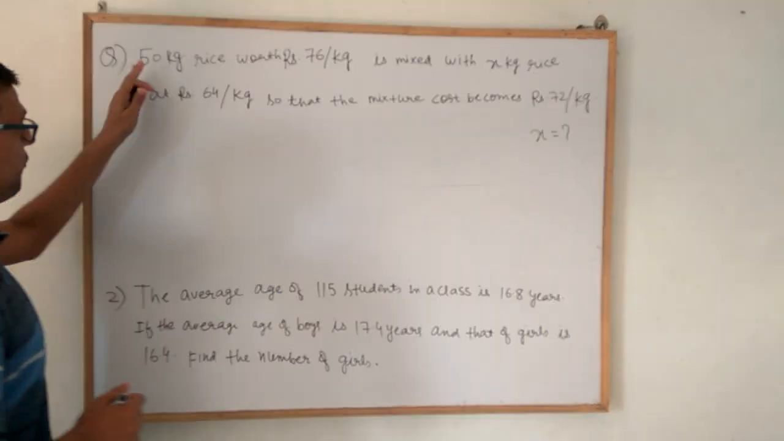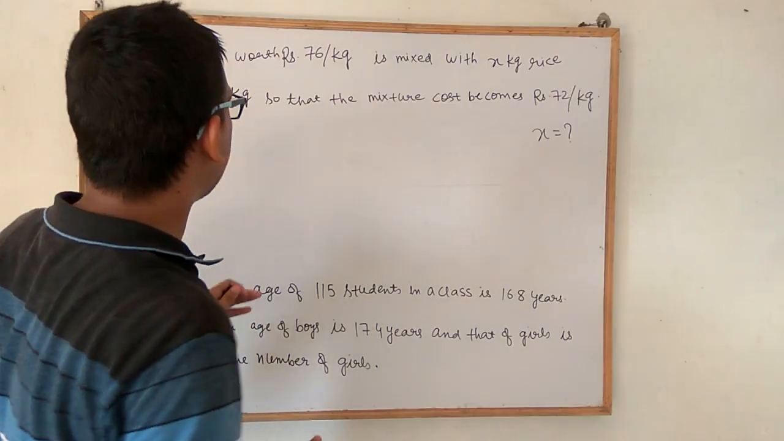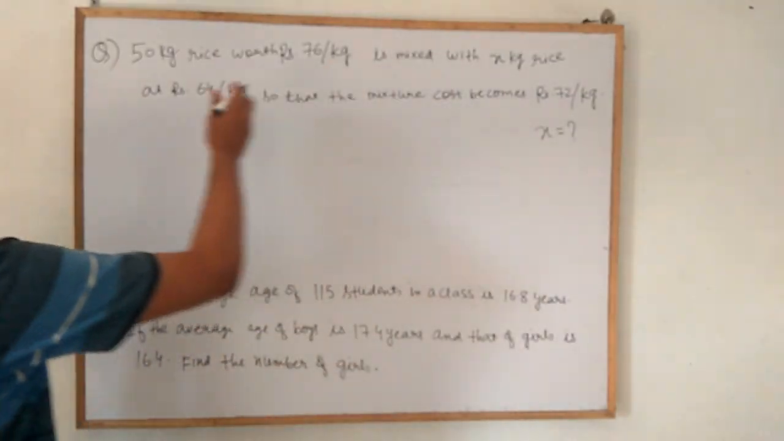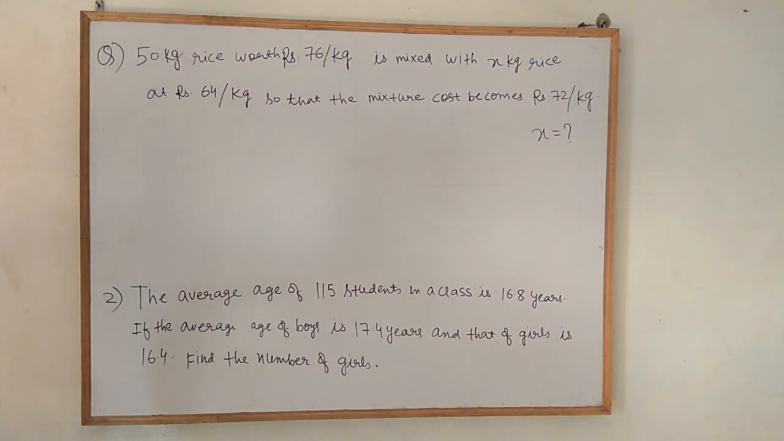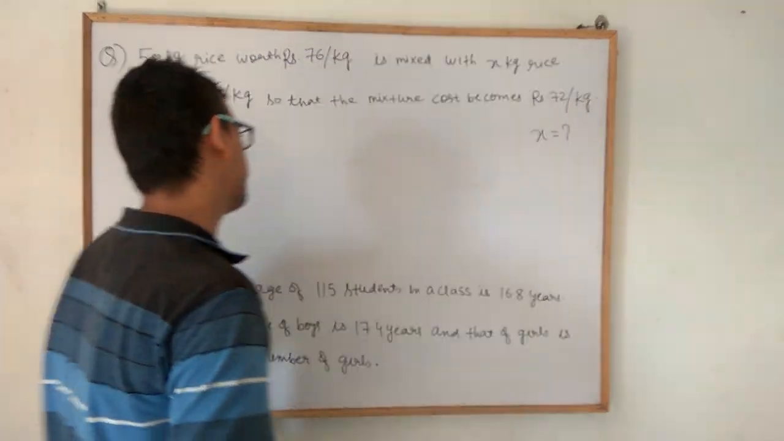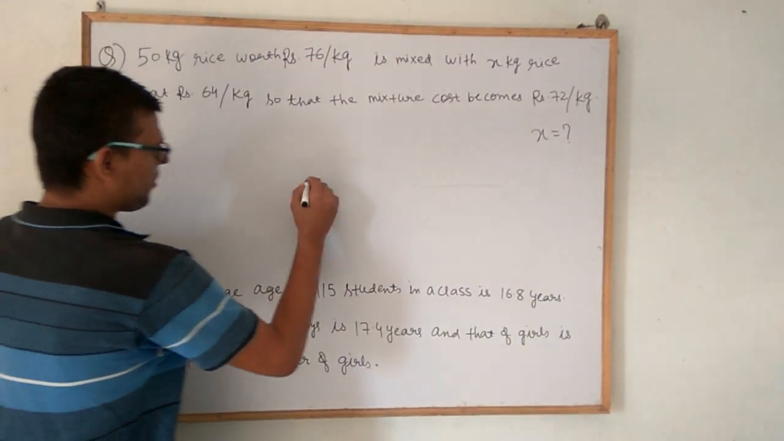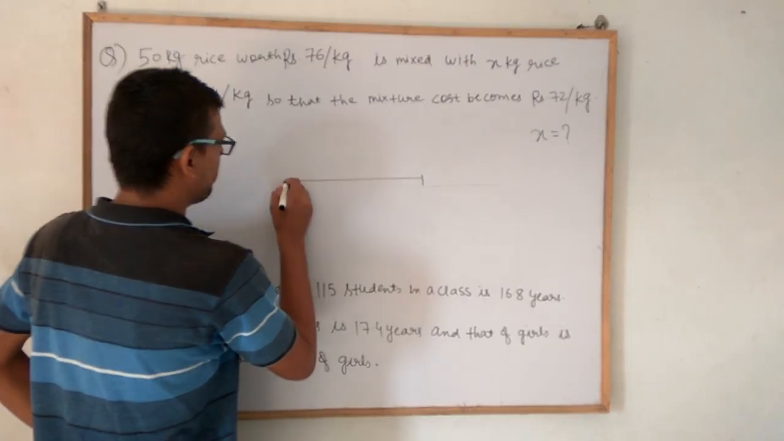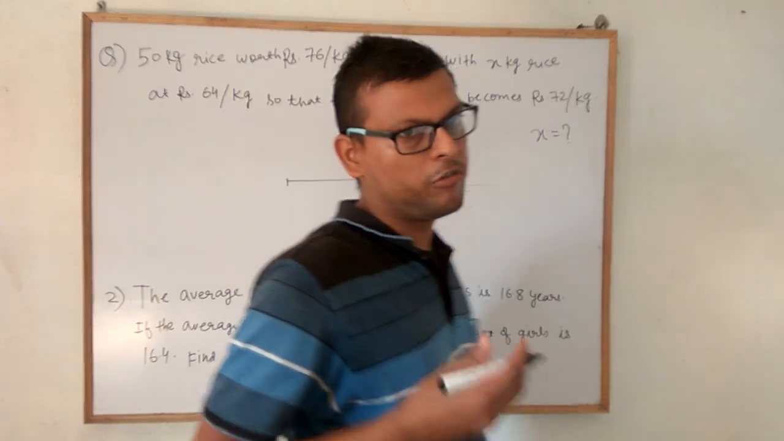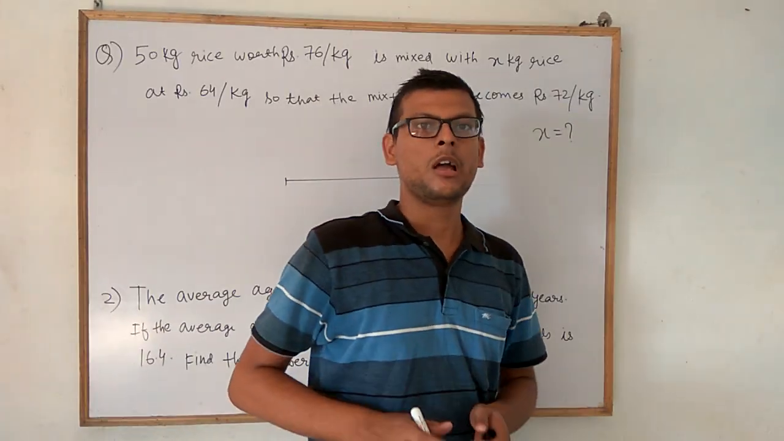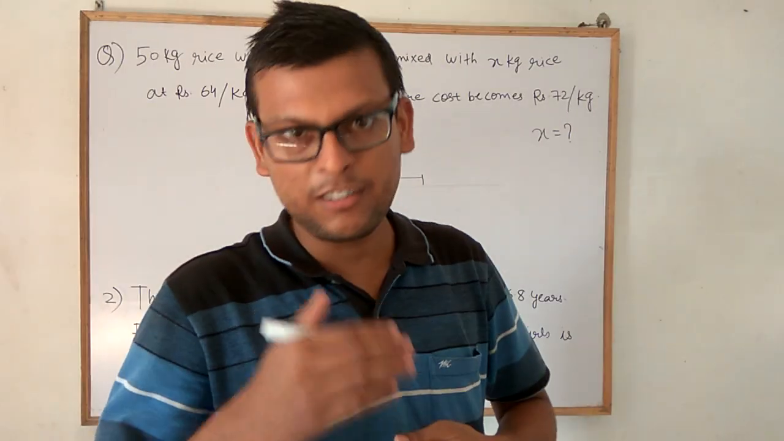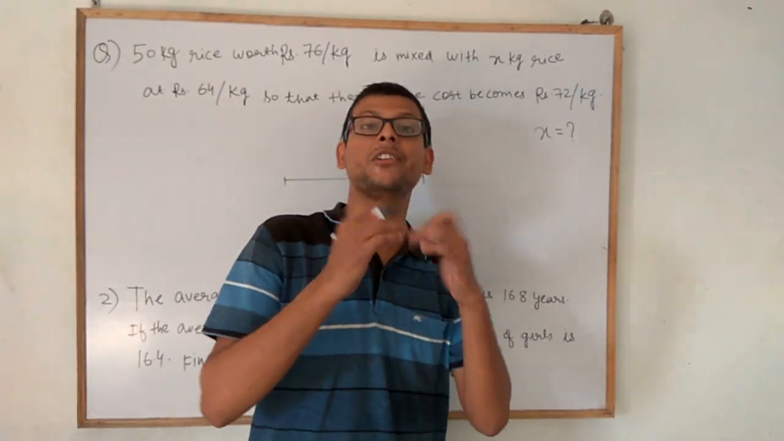So the first question states that 50 kg rice worth rupees 76 per kg is mixed with x kg rice at rupees 64 per kg, so that the mixture cost becomes rupees 72 per kg, right? See, I drew a number line. You have to identify what are your rates and what are your weights. In the last class I told you that anything which can be written in the form of numerator by denominator, that is your rate, and your denominator represents the weight.